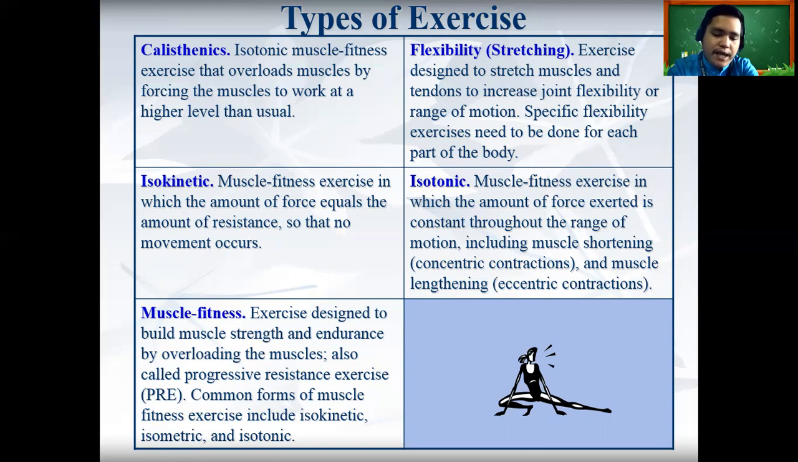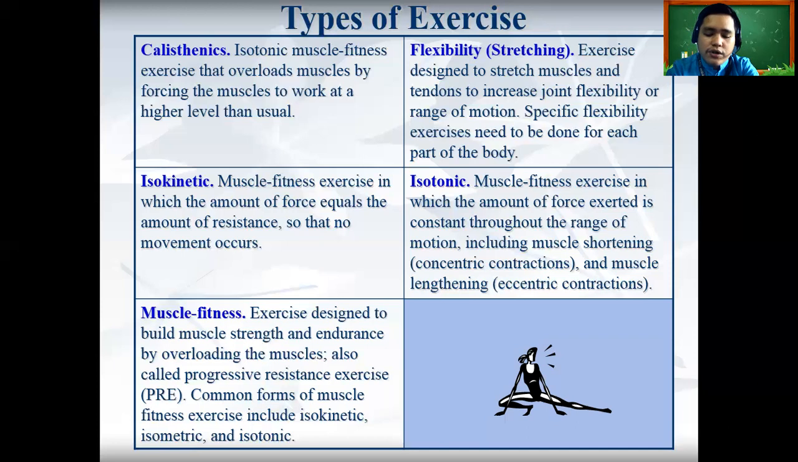Okay. Now, let's get to know more about calisthenics. What are the examples of calisthenic exercise? We have jumping jacks, trunk twists, push-ups, pull-ups, chin-ups, sit-ups, and lunges. Those are examples of calisthenics. How about flexibility, Teacher Alan? What are the examples of flexibility exercises? We have stretching, yoga, Pilates, very famous, and Tai Chi. Those are examples of flexibility exercises.